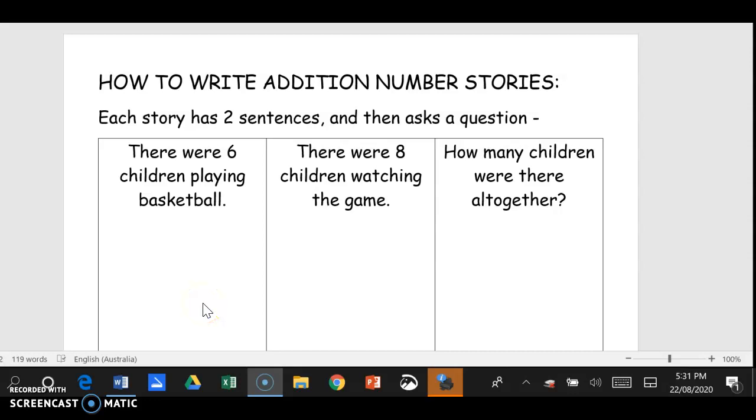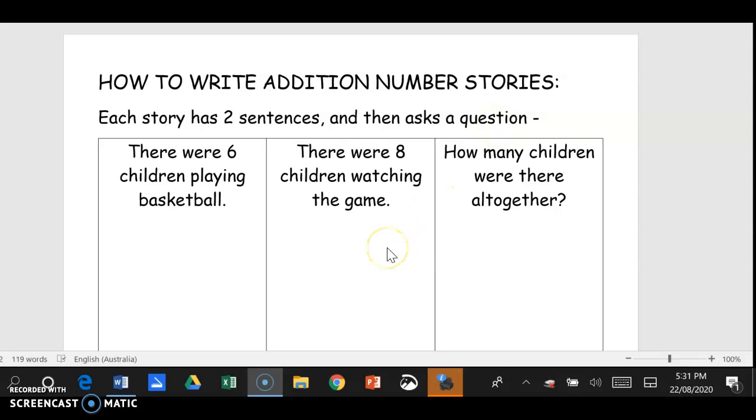Today we're going to learn how to write addition number stories. It's basically the same thing as adding together, but we're telling a story as we're doing it. And we have to work out which numbers we have to add together. So when you're telling an addition number story, each story will have two sentences and then it asks a question. That is the structure of a number story. Two sentences to set up the story and then a question that you have to answer.